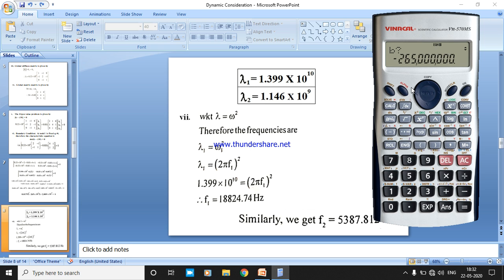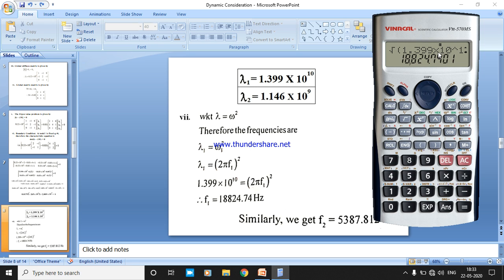Sorry. So here it is an equation, let me take it in this regular form. If I take the square here, once again I'll type it. It was in equation form, so now I put it in calculator form. So 10 raised to 10, I'll close the bracket, divided by bracket 2 pi. Either you should use brackets or division. So now I got 18824.74 Hz. This is the frequency of the first one.